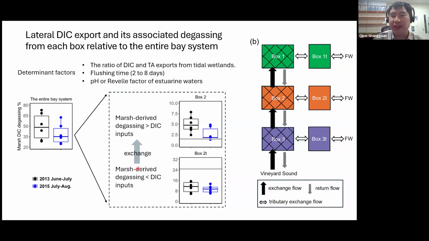If we take a further look at an individual box, I'm using box 2 and box 2T as an example. Box 2T is a tributary box. It receives lots of lateral inputs, so it just emits a small amount of it to the atmosphere. And lots of the wetland DIC is transported into box 2 over here. So very interestingly, we saw box 2 emit a lot of marsh DIC, because it has lots of marsh DIC from the tributary box.